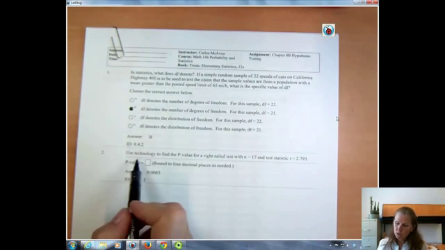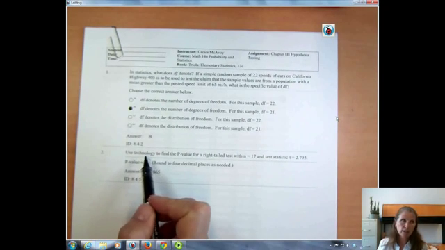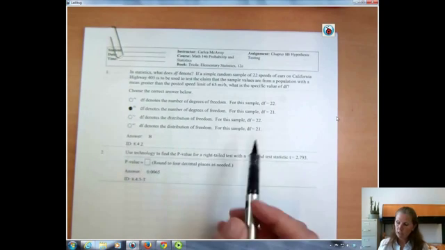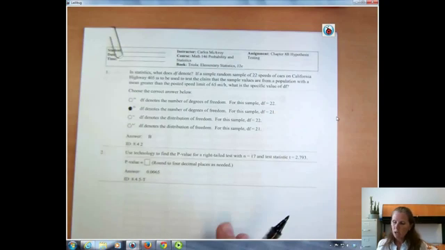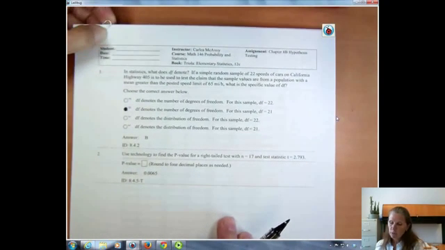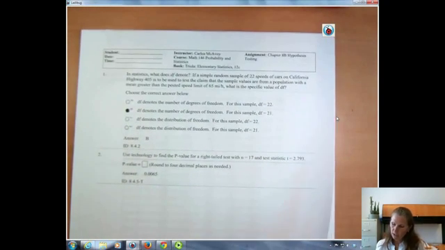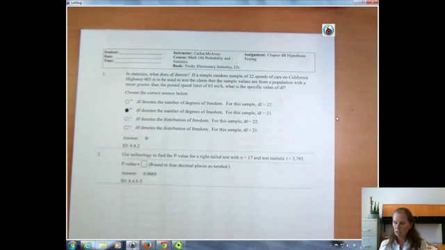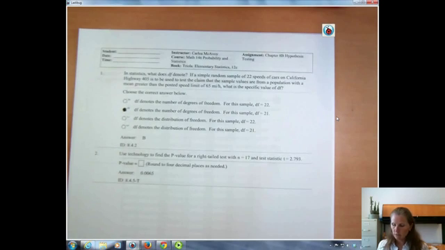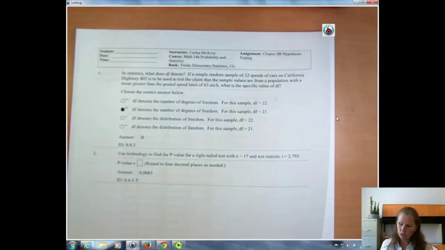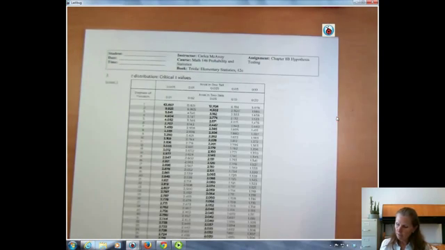The second one says use technology to find the p-value for a right-tail test with n equals 17 and test statistic 2.793. I'm going to show you how you could use the table, and then I'm going to show you how to do this with technology that I've got a link in your homework for, so you don't have to go find that on your own. If you have a TI-84 or TI-Nspire, you can do it on your calculator. Google it. It's great. But our TX-36X Pro, which only costs us $20, doesn't do that.